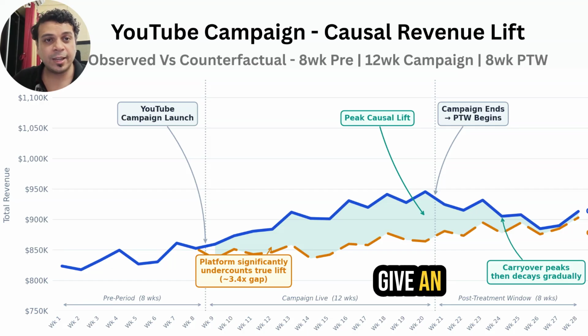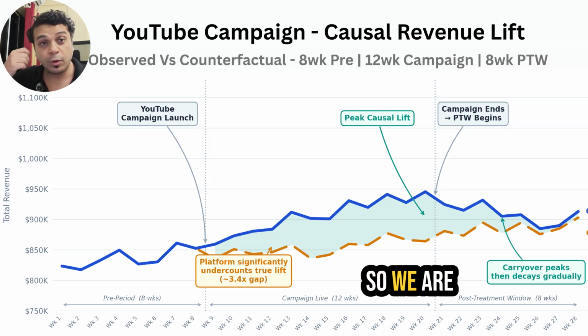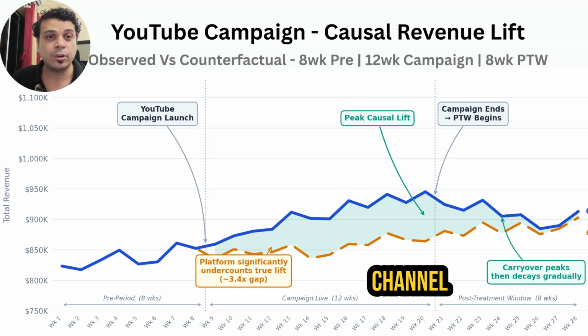Just to give an idea of why the PTW has been added here: typically in channels which have an upper funnel kind of effect, it takes time to actually show effects, especially on downstream or bottom line metrics, say core KPIs, revenue or sales. It takes time for that to generate, and it often happens through a halo effect through other types of campaigns. We're obviously not going to look at the halo effect of one channel or campaign type on another. Instead, we're going to look at the ultimate, aggregate impact on the baseline metrics, on the store level metrics, which in this case is revenue.